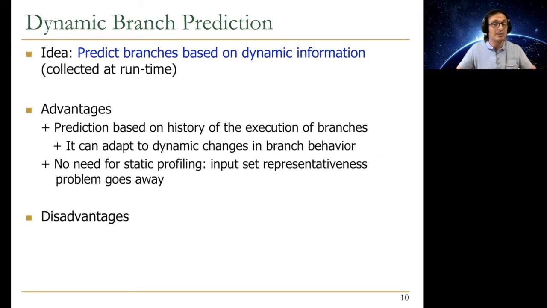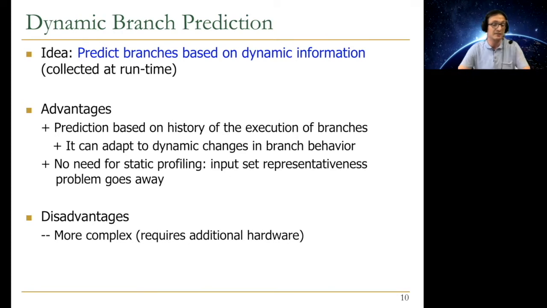You don't need to come up with a collection of input sets that are representative of general input sets, because you're really making this decision based on what's actually happening in the program and the actual input sets. So this is a big advantage of dynamic branch prediction. But of course, it will come with extra hardware costs, and we will see that we're going to increase complexity significantly.